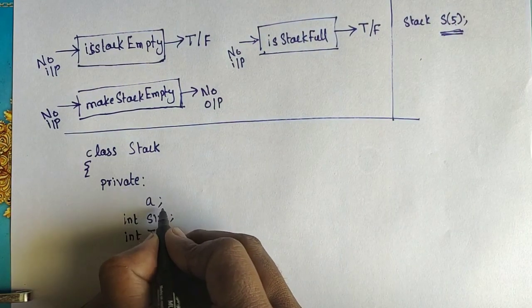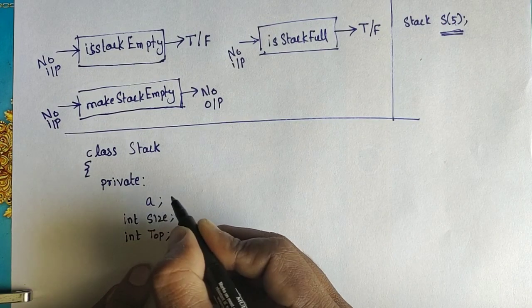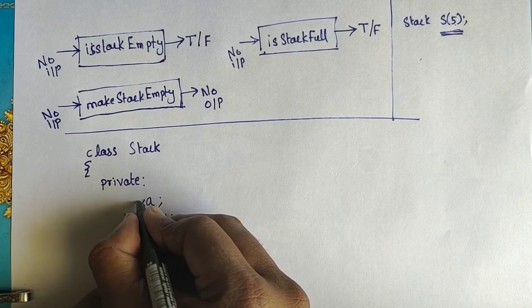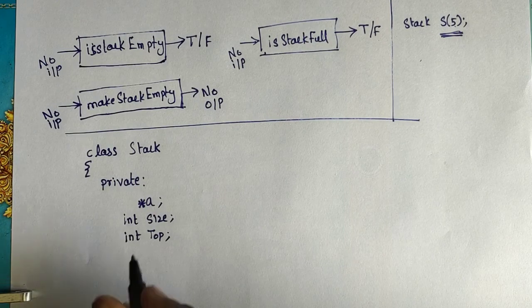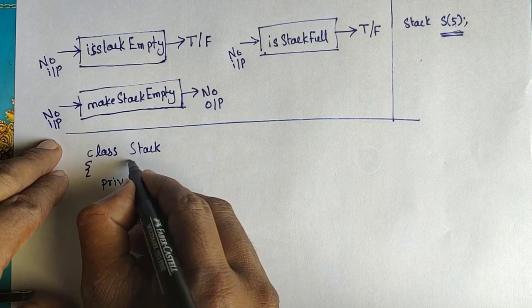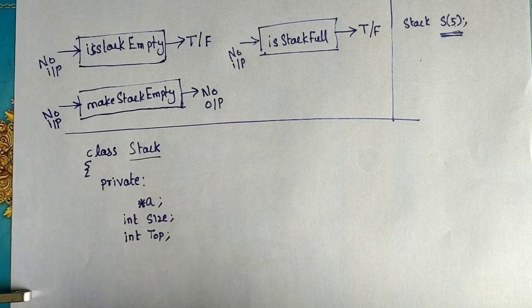Here I cannot mention the maximum size, so I need to keep this A as a dynamic array. It means that I have to add one pointer, that is one to store the address of the first variable. That is, we are going to use the concept of dynamic array. And then what type of elements you are going to store in the stack, that you have to decide. What type of element you are going to store, that you have to fix.